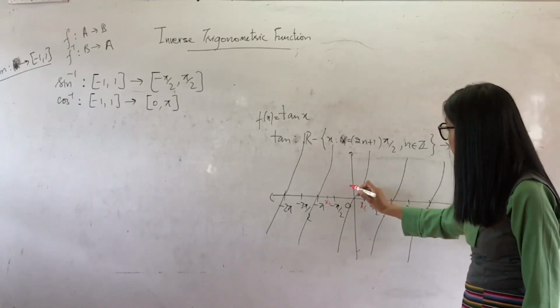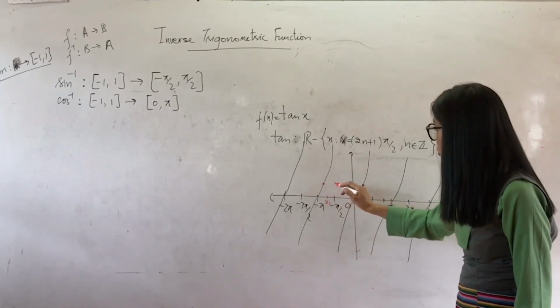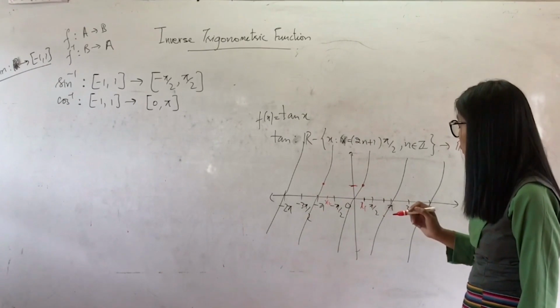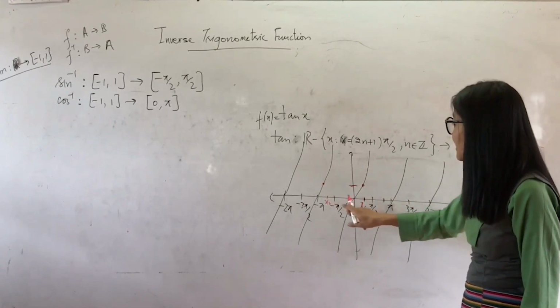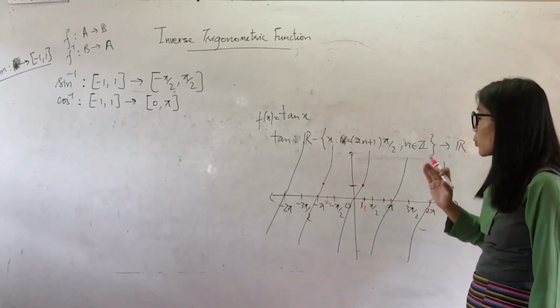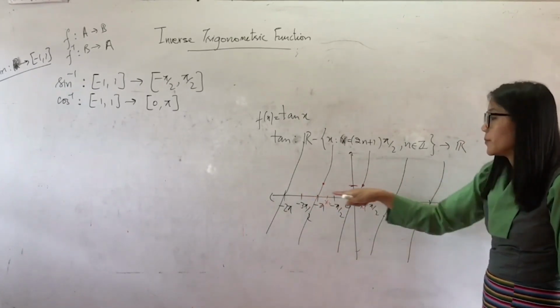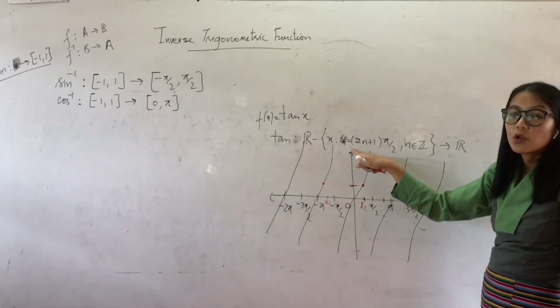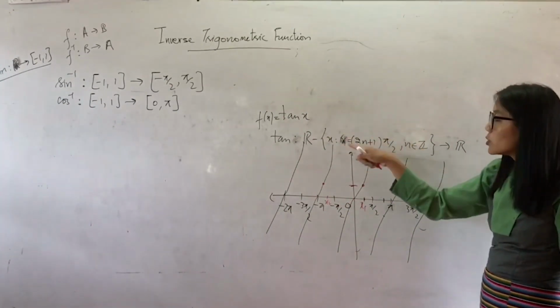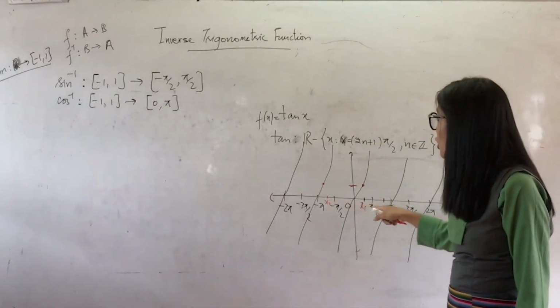Okay, this is the image of x1 and this is the image of x2, right? So x1 and x2 are distinct. They are distinct elements, but they have the same image, which means tan is not invertible. When I consider the whole domain as the set, then tan is not invertible.